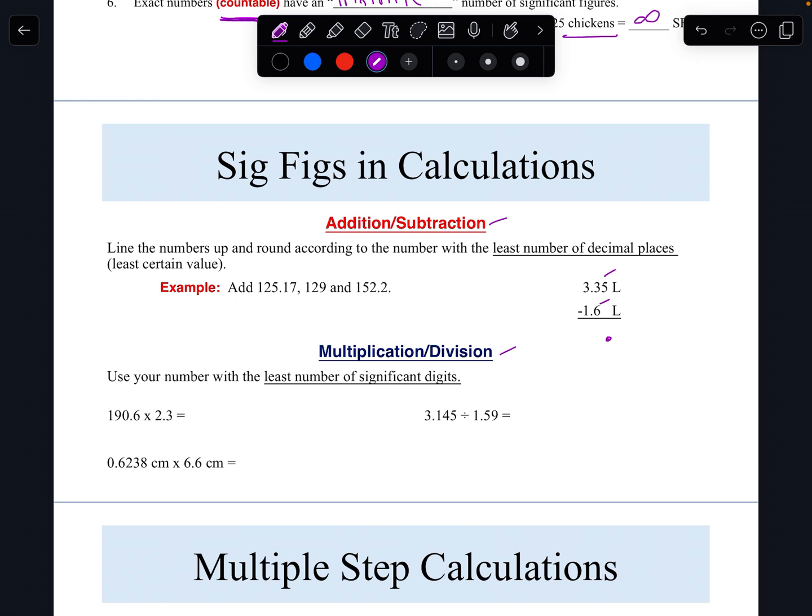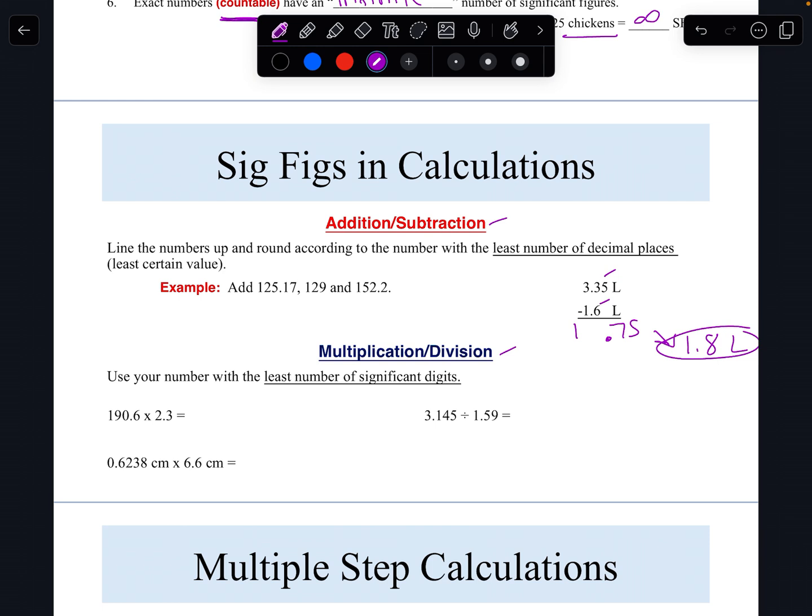So our answer in regards to this is 1.75, but we want to do this correctly in terms of sig figs. So our answer would be 1.8, and we want to make sure we keep our units, which is liters. So I like to do the math on the calculator, and then I like to round to the correct number of sig figs.